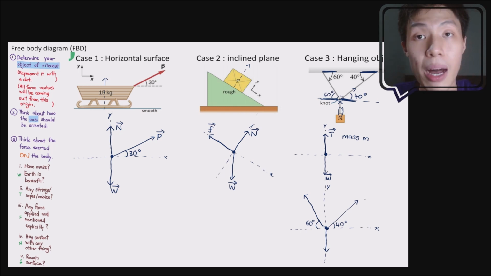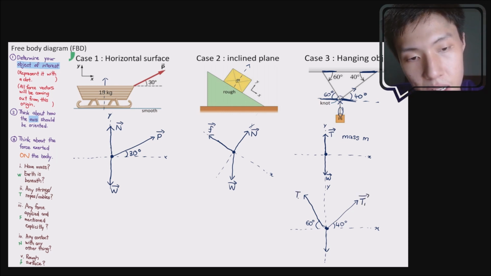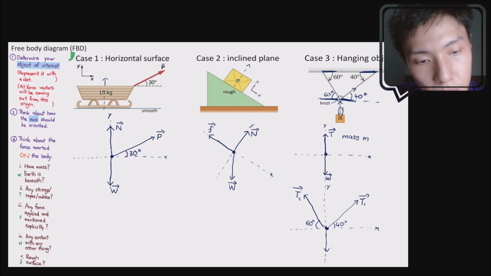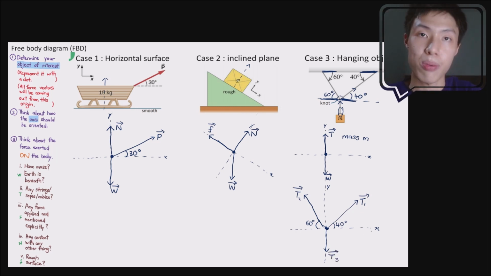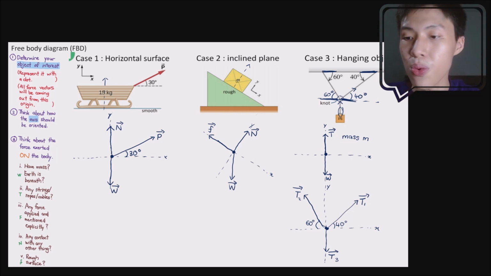Now we haven't labeled any letters for each of the tension forces. If there are multiple forces of the same type, we usually label them using subscripts. So in this case, I'll label them T1, T2, and T3, each with a different subscript to indicate that they are different forces. So we have answered the second question.